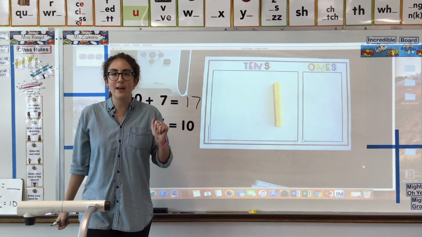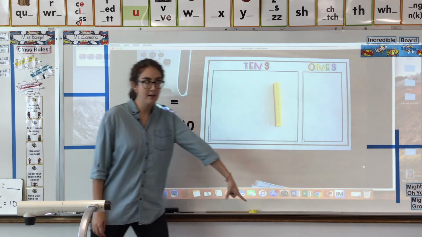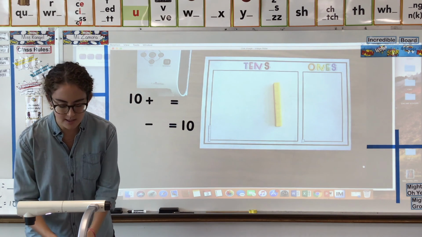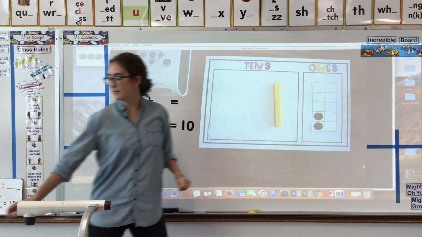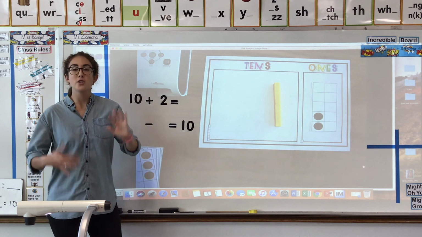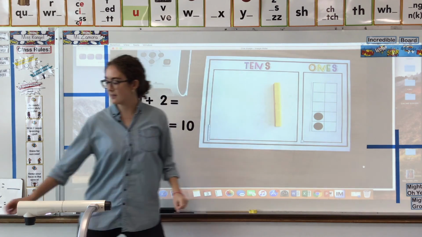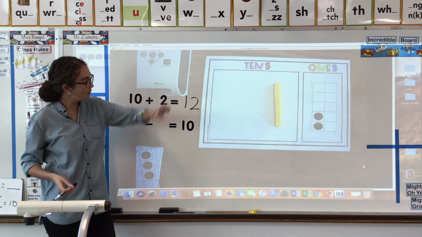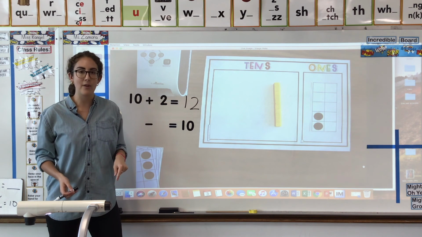So, let's try another one. Okay, what are we starting with again? A 10. And what we're going to add to the 10 now is some ones. How many ones did we just add to our 10? So we are going to combine our 10s and our 1s. 10 plus 2 is? It is 12. In 12, we have our 10s and our 1s that we showed when we added it together.